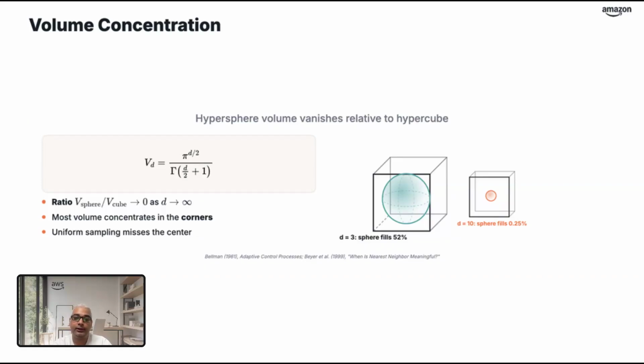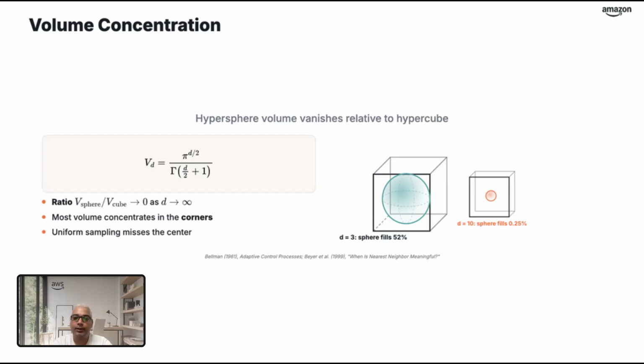And as we are seeing in these examples, even at a dimension of 10, the ratio is already 0.25%, which is already quite low. So the practical implication of this is that almost all the volume in the hyperdimensional cube is concentrated in the corners, far from the center. And if we were to sample uniformly at random inside the cube, almost none of the points will land near the center where the sphere is.